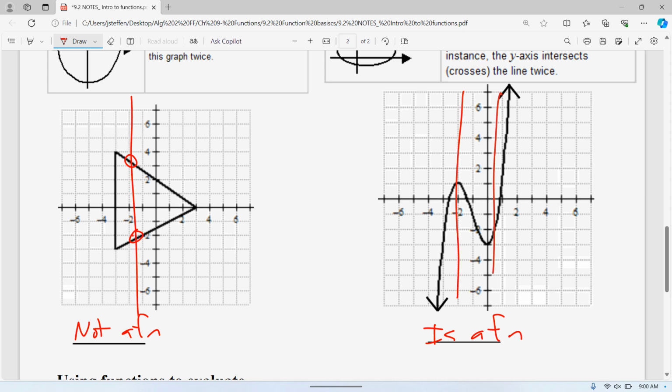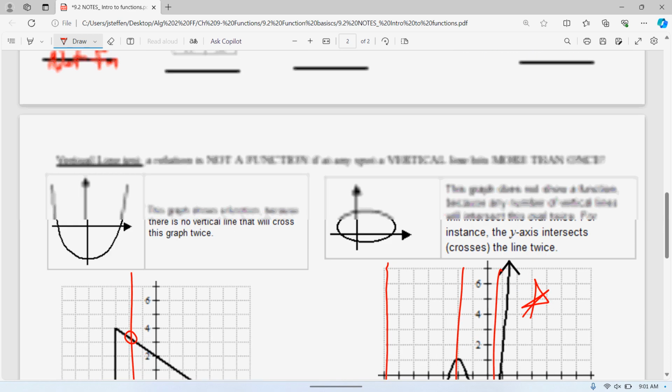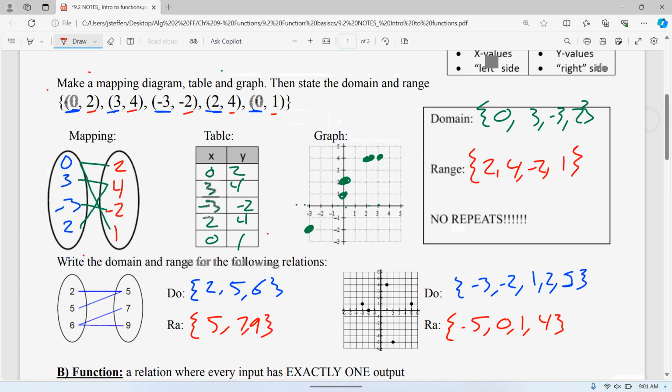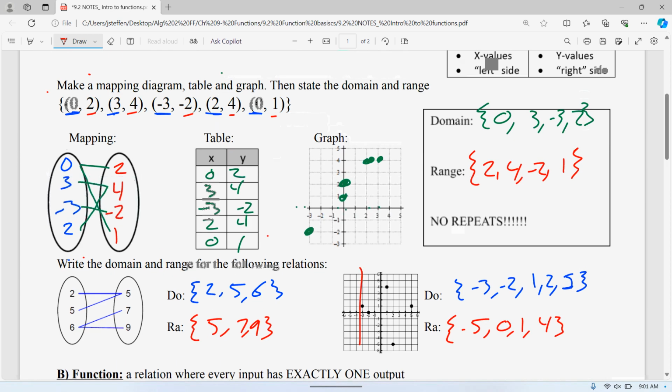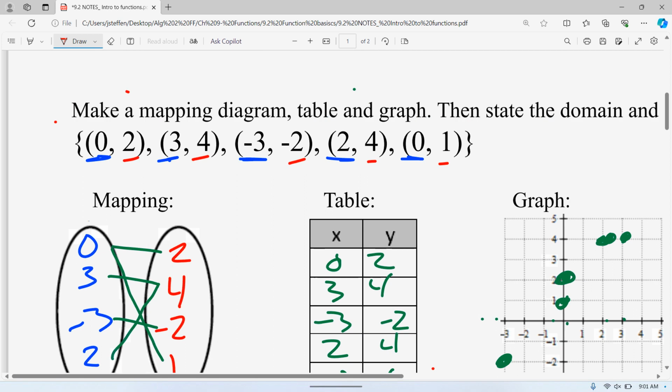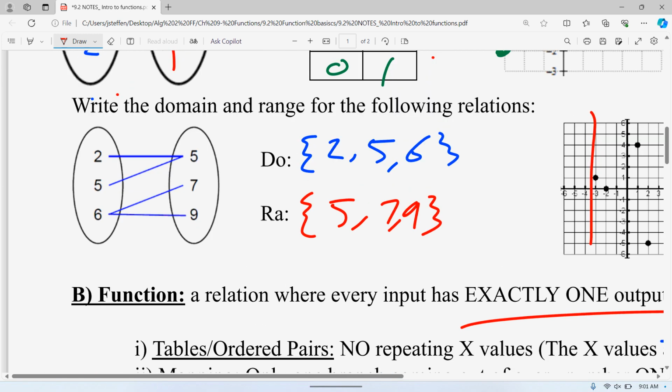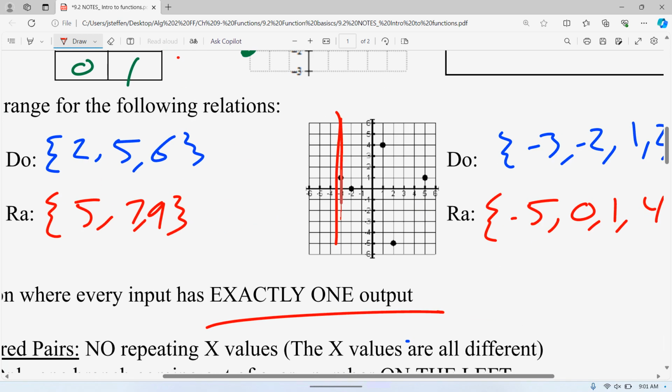Other schools I taught at had a really nice smart board, and I could draw a vertical line, click it, drag it across and show you. It was a really good visual, but that's kind of how you can think of it. If I could take this line right here and drag it across, if it ever hits more than once, it's not a function. And that doesn't only apply to these types of graphs. If you go back to the graphs we did earlier, this one is a function because all these vertical lines only hit once.